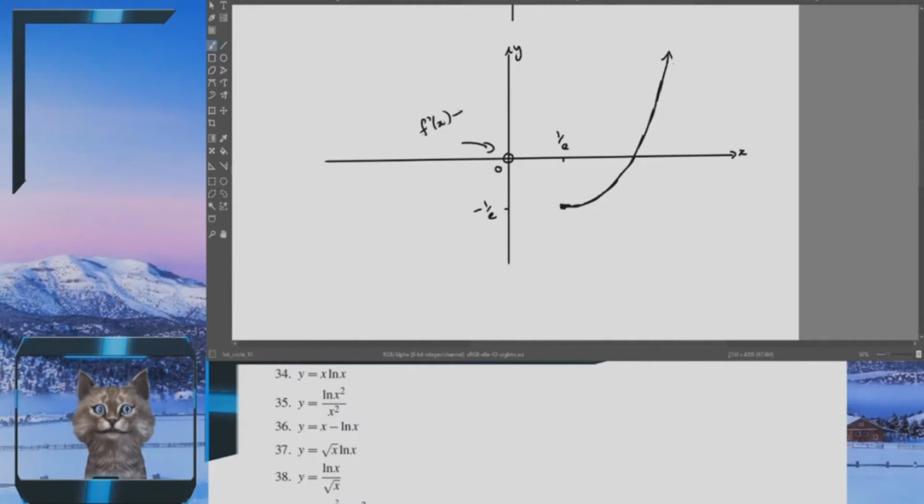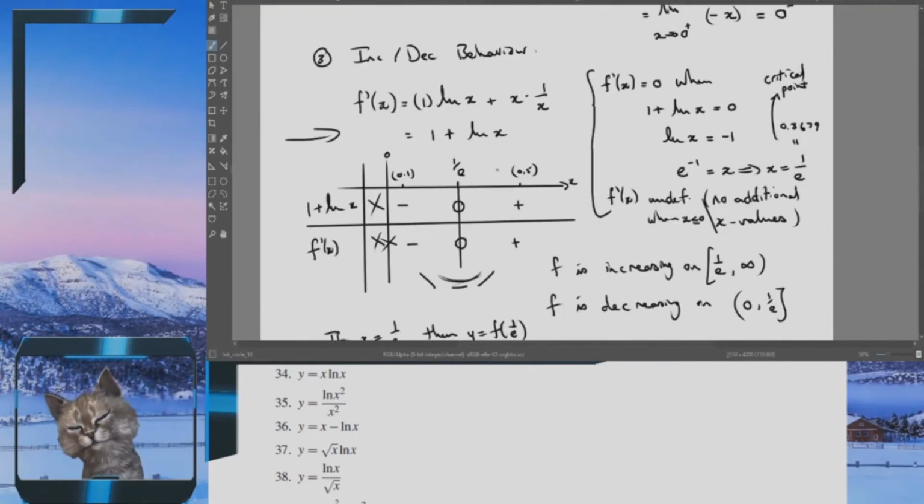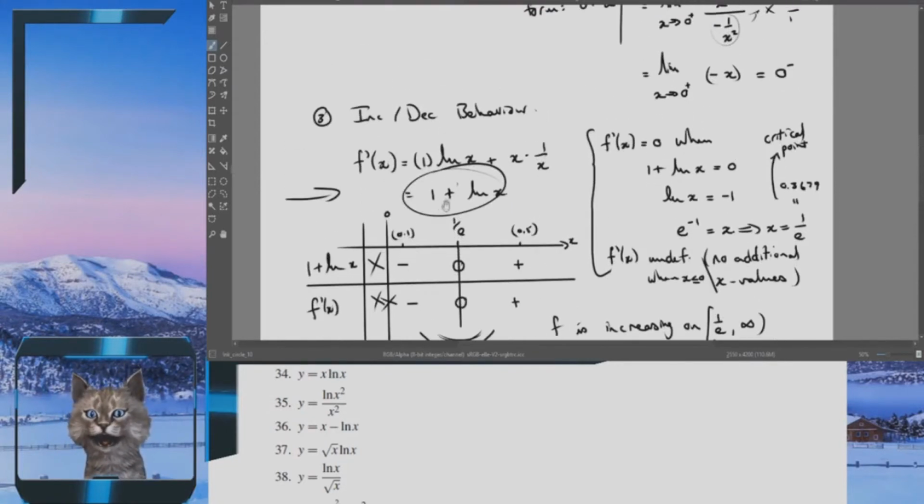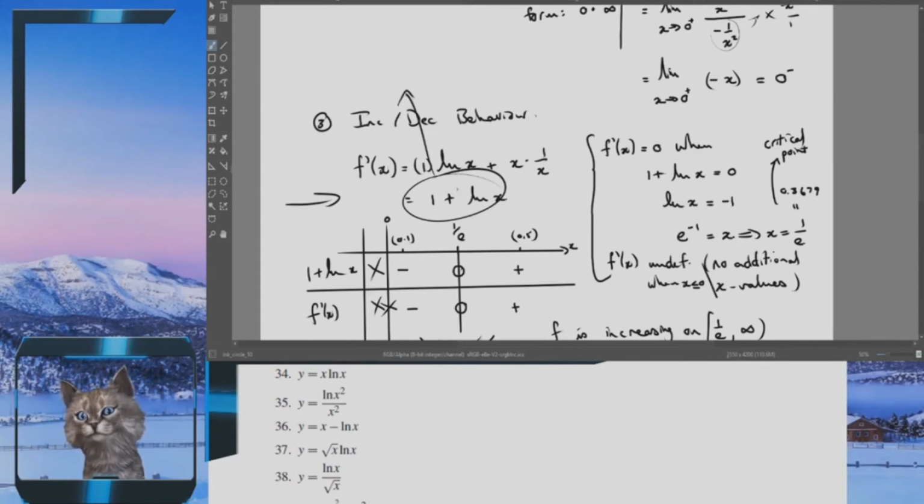The derivative is approaching what as x approaches 0 from the right? That'll tell me how the slope behaves. So I'm looking at the derivative here. As x approaches 0 from the right, what does this mean? How does this behave? Well, 1 plus log of x is simply a vertical shift of the log function up by 1.